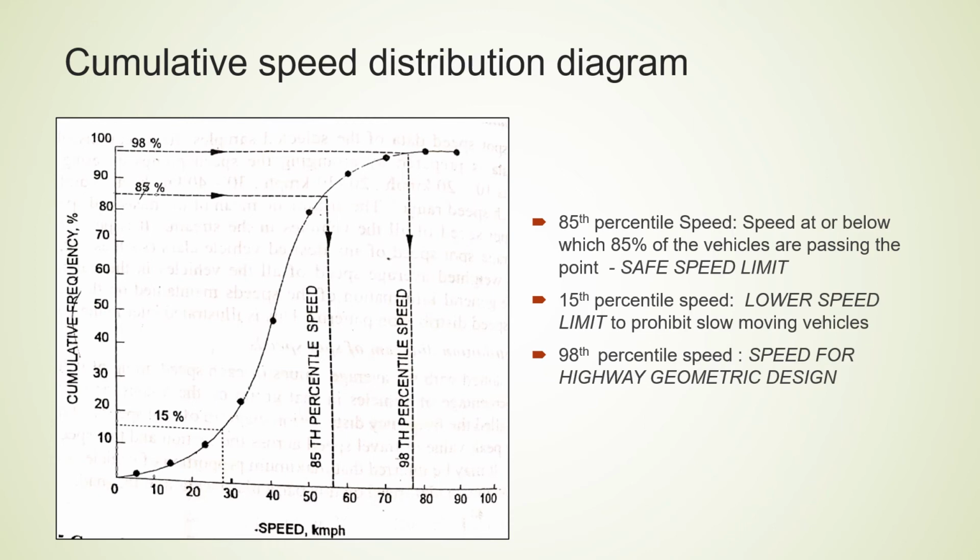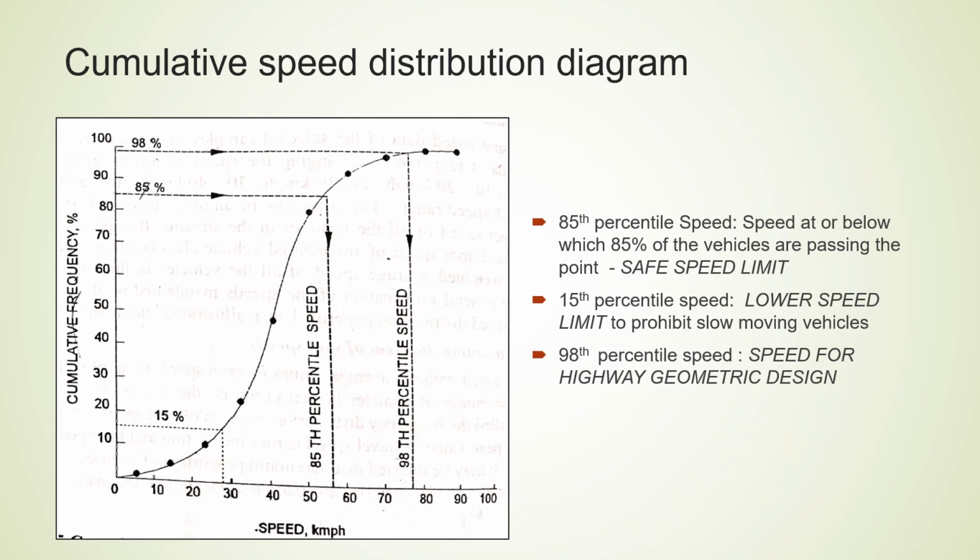Now, in certain arterial routes where slow moving vehicles are to be prohibited, and only speed going vehicles are allowed, in that case your 15th percentile speed can be determined from the cumulative speed distribution diagram. The 15th percentile speed is considered to represent the lower speed limit to prohibit slow moving vehicles, to decrease delay and congestion. I hope you understood the difference between the 15th percentile and 85th percentile.